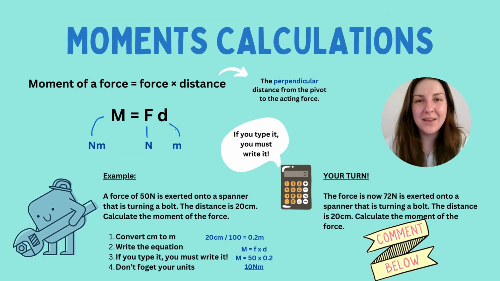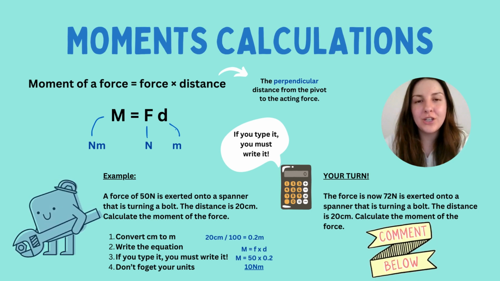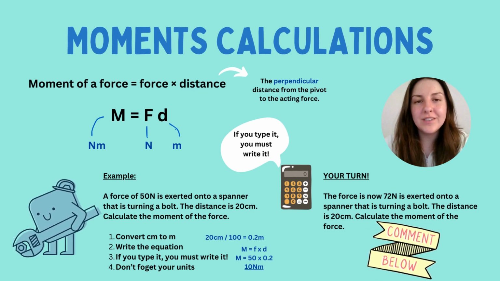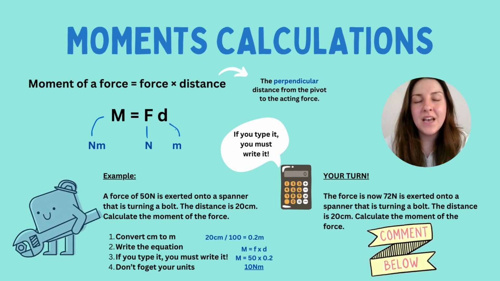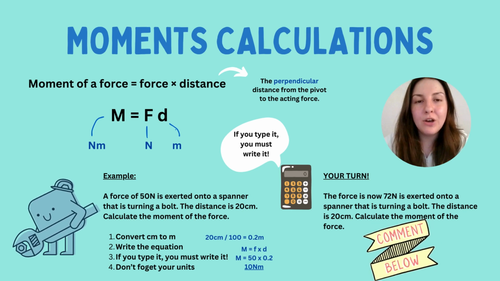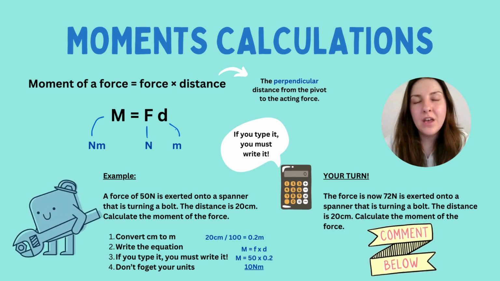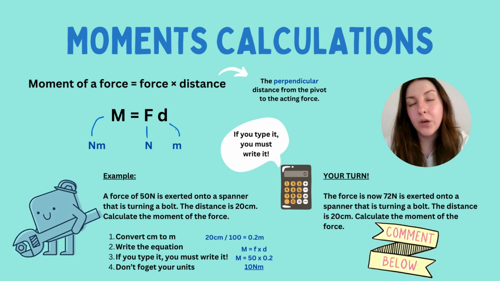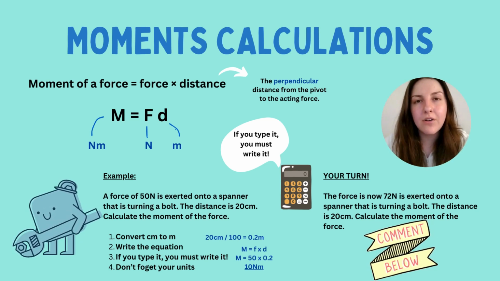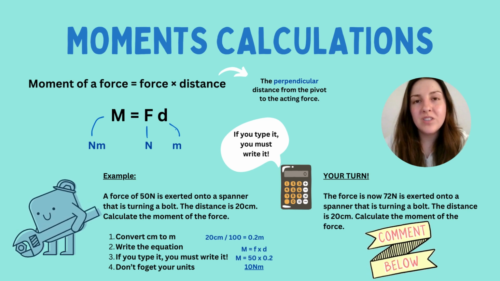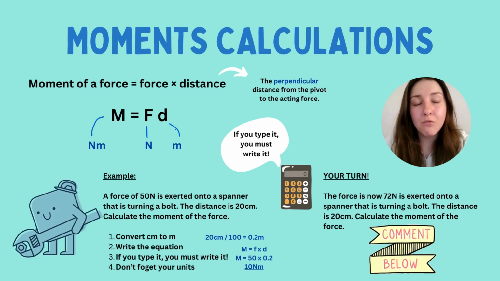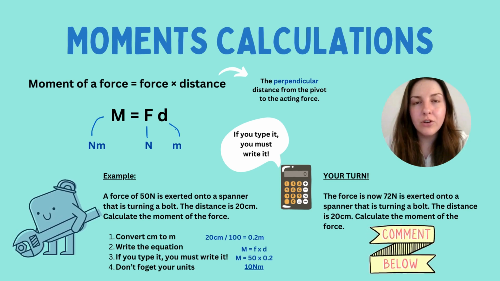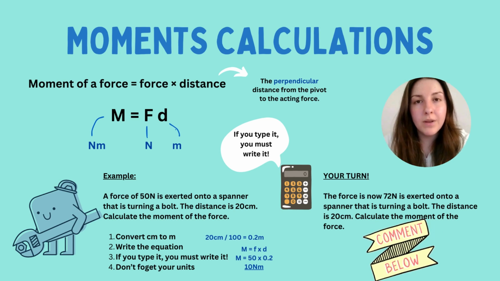So how do we actually calculate moments? Well, you need to know the equation. M, which is moment in newton meters, is equal to the force in newtons times the distance, which is in meters. Remember, the distance is the perpendicular distance from the pivot. If they give you a diagram, you will be able to see the perpendicular distance because it will be at right angles to that force. They often will just give you the information in the question, but be aware it's the perpendicular distance.